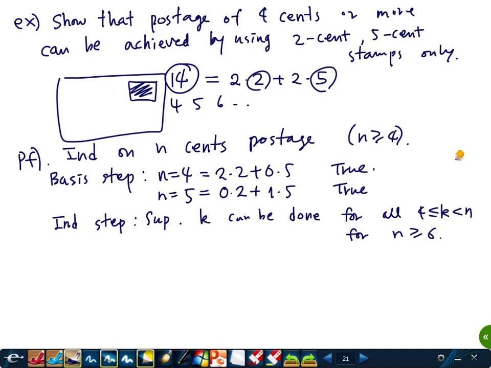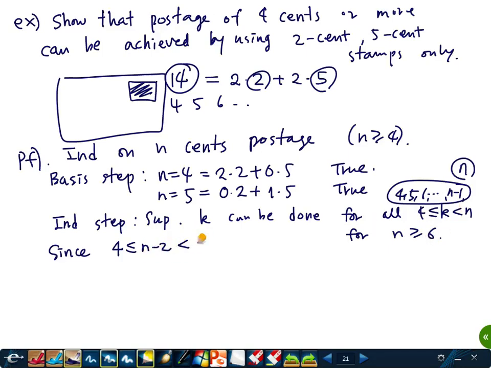Any question? Is this clear what I'm doing? You can ask questions if it's not clear. Okay, let's see more. Now we want to show that, because here we assume that 4, 5, 6, up to n-1 are all okay. We want to show that n is also okay. If you can show this by strong induction, we are done. So let's do that. We want to write n as a sum of 2s and 5s, right? So let's just consider n-2. Because n is at least 6, n-2 is between 4 and n, right?